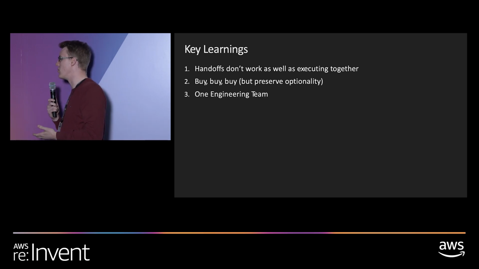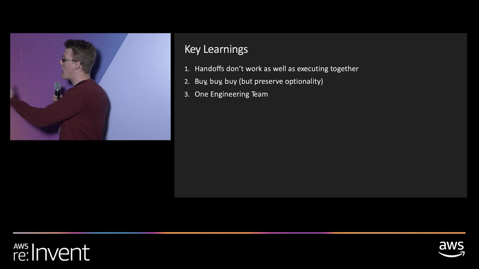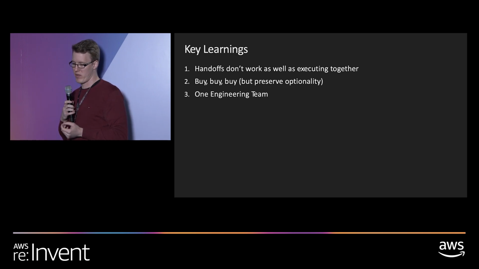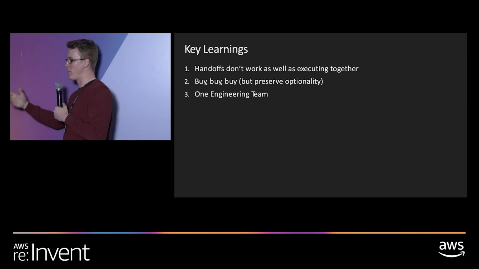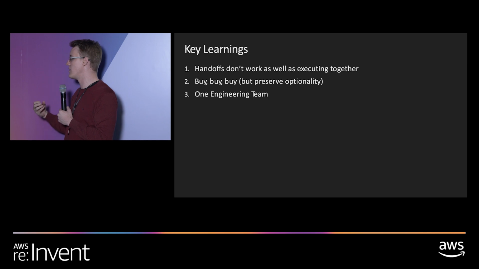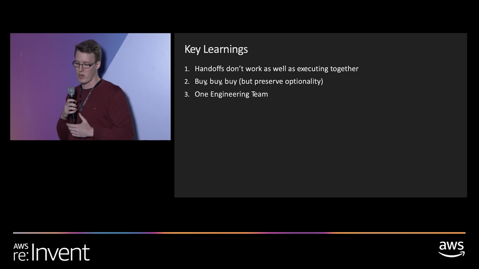Handoffs between teams don't work as well as executing together. Co-locate folks, co-locate the work together, and it's going to be more effective. As we said earlier, avoid reinventing the wheel as much as possible, or buy rather than build, but preserve optionality. So one of the examples of preserving optionality is with SageMaker, we are using a lot of the functionality. We're not using 100% of the functionality, but we're also not locking ourselves into using a subset of SageMaker's functionality. For the new features that are released, we want to leverage them as quickly as possible to help make our data scientists even more productive.